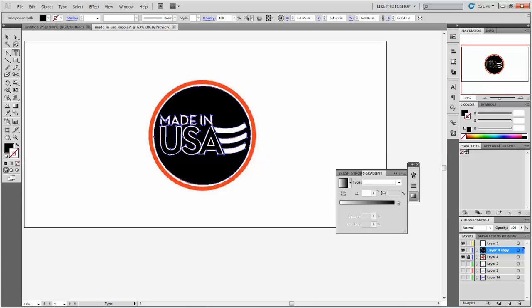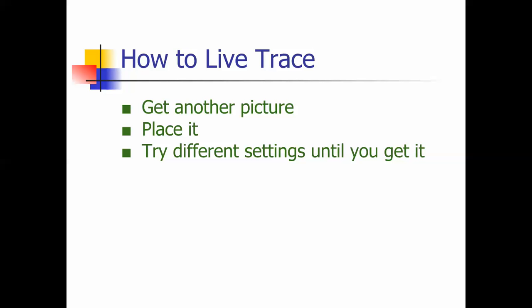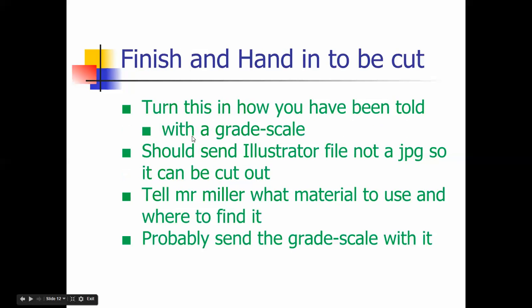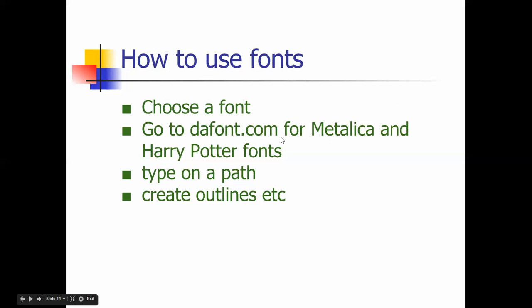All right, let's go back to the PowerPoint slideshow and see what's next. So what we're going to do is choose a font. You can go to dafont.com. Let's say you wanted the Harry Potter font or the Metallica font. You could go to dafont.com on the internet and download that font. So basically choose a font, type on a path, create outline. Let's go back and take a look at some of those things.